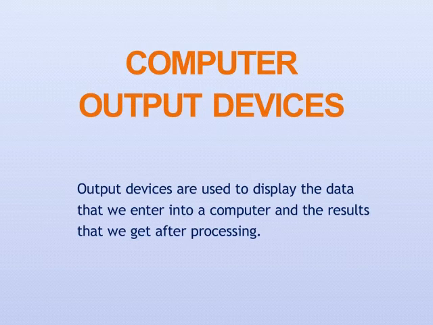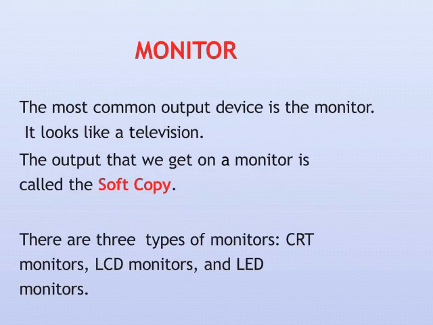Generally, there are two types of output. The first one is hard copy and the second one is soft copy. And now we are discussing the monitor. Monitor is an output device. The most common output device is the monitor. It looks like a television. The output that we get on a monitor is called the soft copy.